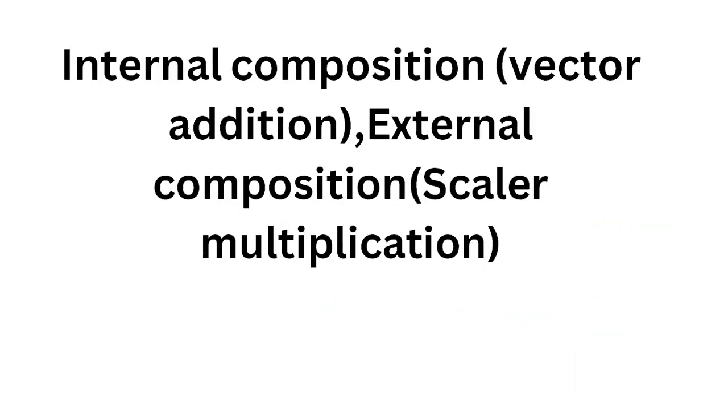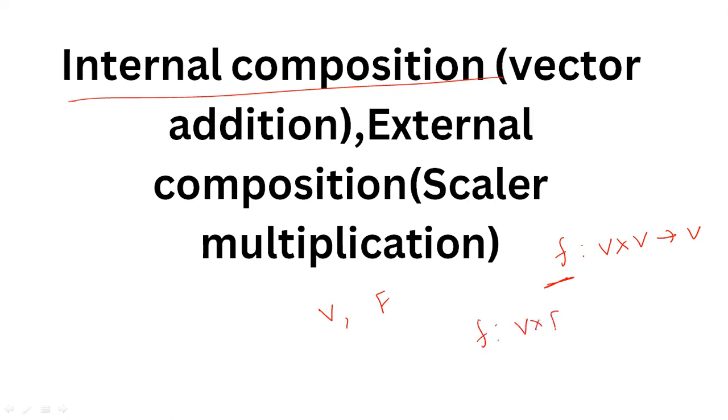Next, one more definition we need is internal composition. Suppose V is a non-empty set and F is a non-empty set. A mapping from V cross V to V, we call as internal composition. A mapping from V cross F to V, we call it as external composition. So this is the meaning of internal composition and external composition.